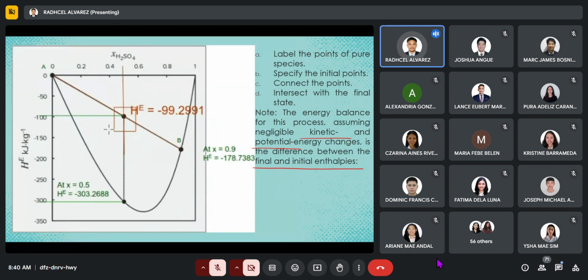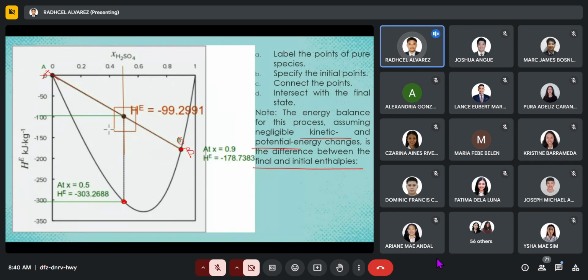Ano? So ito yung ating una, i-label daw natin yung points ng pure species. So dito yung ating A, pure species siya, and then dito si B. Ano sa tapat noong given na 0.9. 'Di ba dito daw magsisimula sa 0.9. Ano, so ito yung ating initial point. Tapos dadalhin mo siya sa ating final point which is 0.5. So nandito naman yung iyong 0.5.